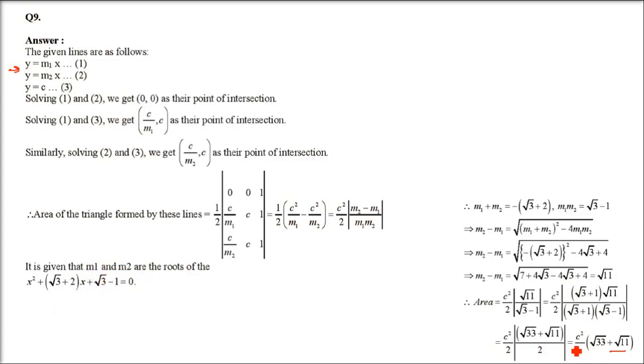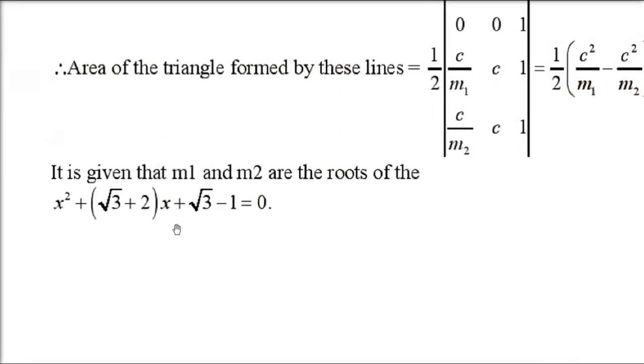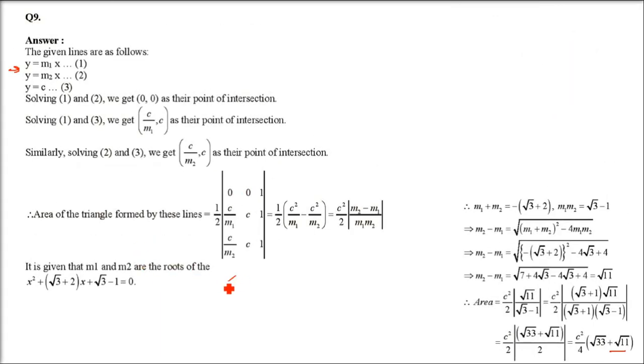Earlier we used to think of alpha and beta. So this alpha and beta is actually m1 and m2 here. Just watch very carefully, this equation is going to give you the relationship between m1 and m2. The sum of the roots, m1 plus m2, is alpha plus beta, which is minus b by a. That is minus (root 3 plus 2) by a, which is 1.